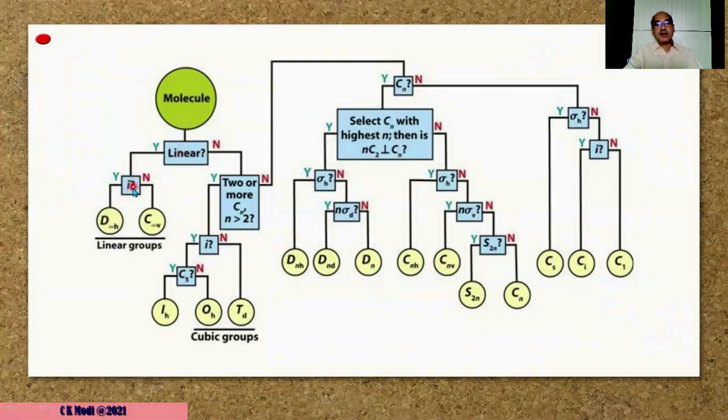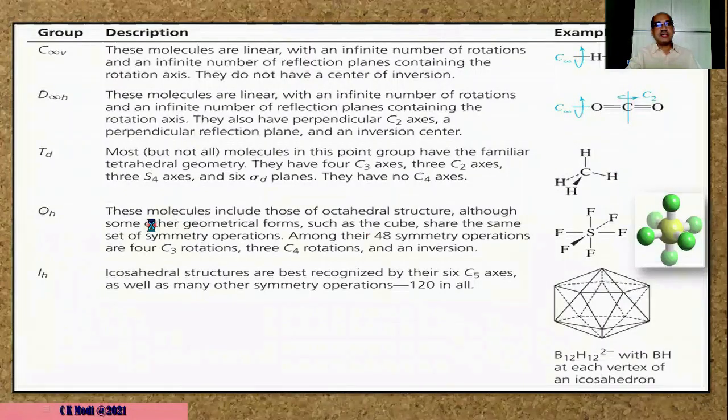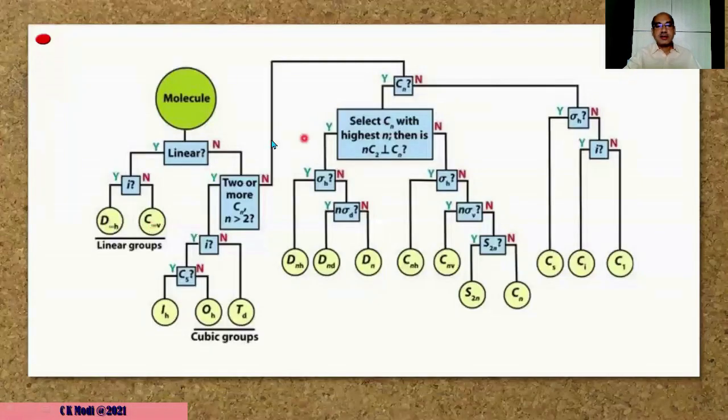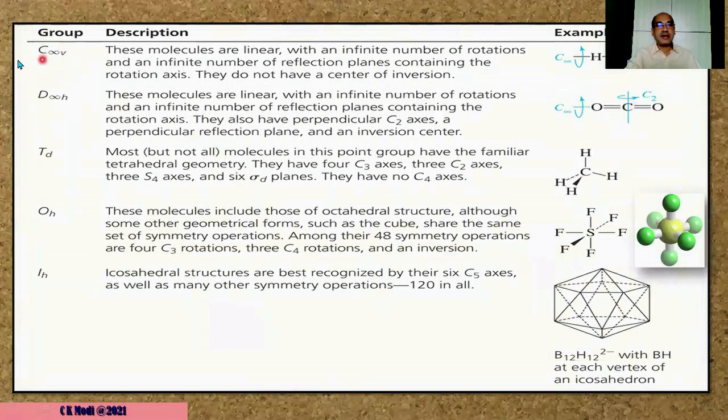If the molecule is linear, but center of symmetry I is absent, then the point group is C infinite V. So as we discussed previously, these are the two examples. This is the linear molecule where center of symmetry I is absent because this end has hydrogen and this end has chlorine. So here center of symmetry I is absent. So if center of symmetry I is absent, then the molecule has C infinite V symmetry. So this has C infinite V point group.